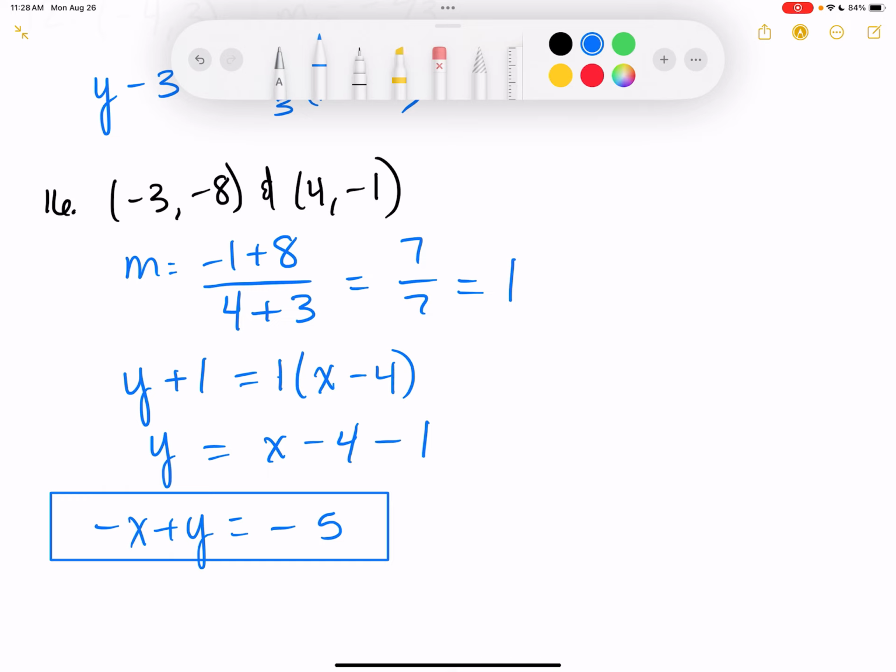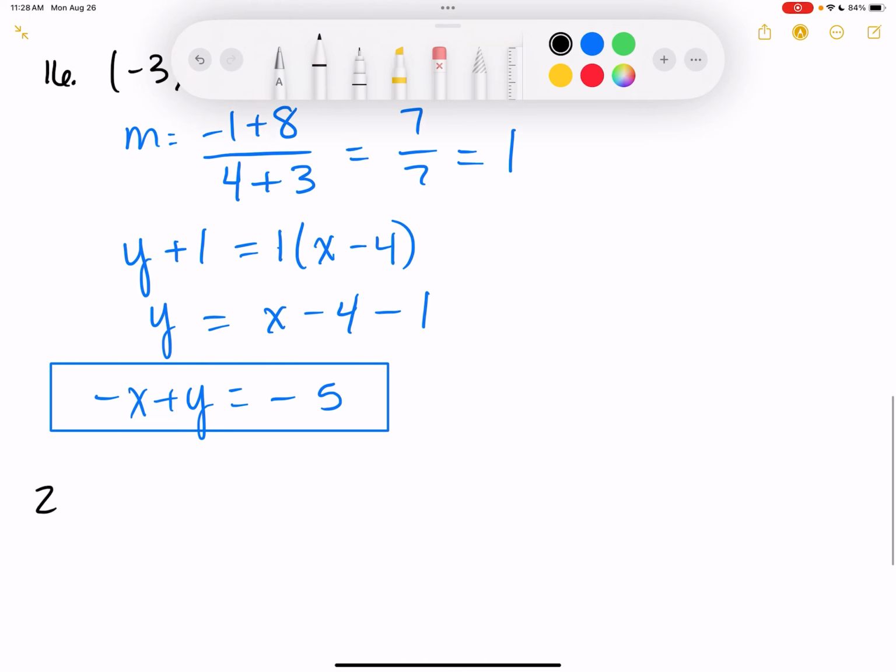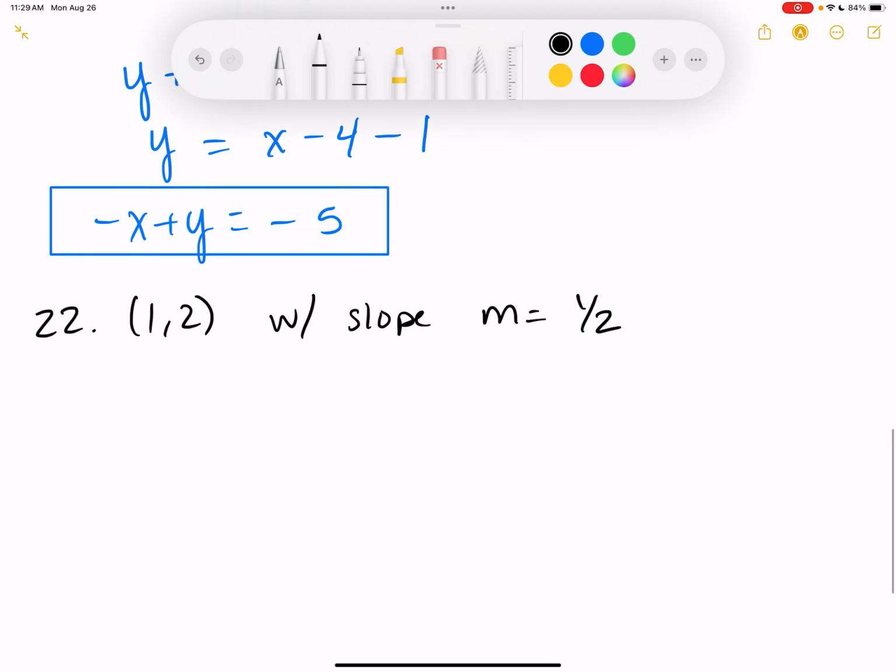Find a slope-intercept form equation for the line. I'm not going to write out the exact full question because it's kind of long, but it says the line through the point 1, 2 with slope m equals 1/2. And I want it in slope-intercept form. So how do I set this up to start with?